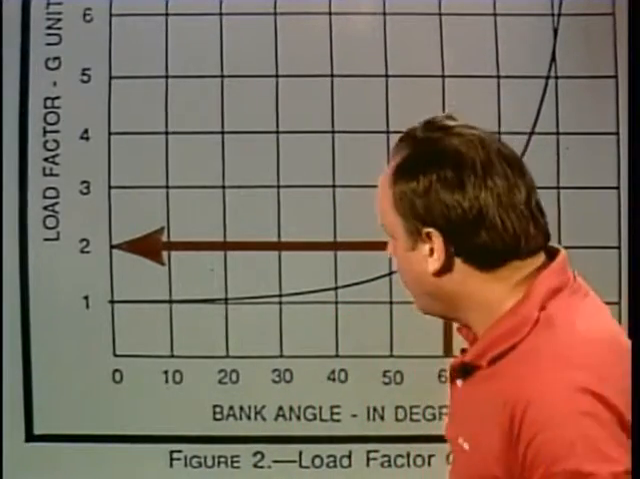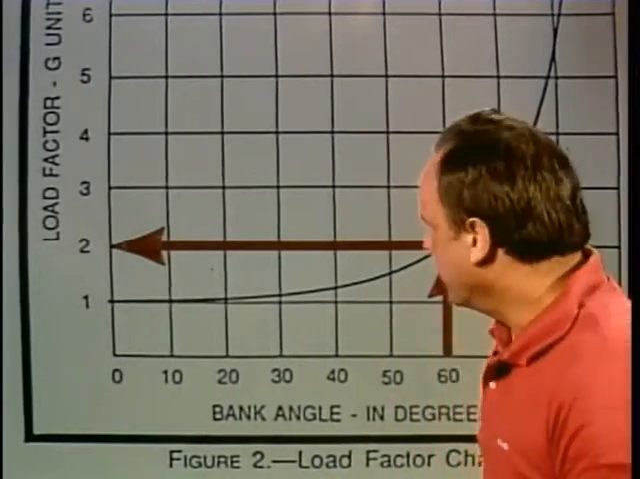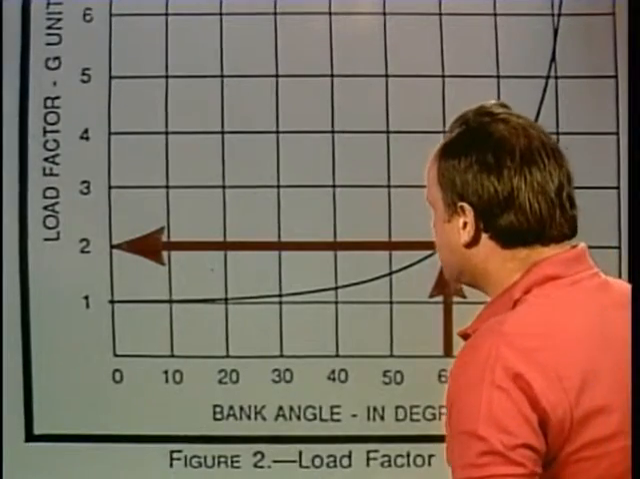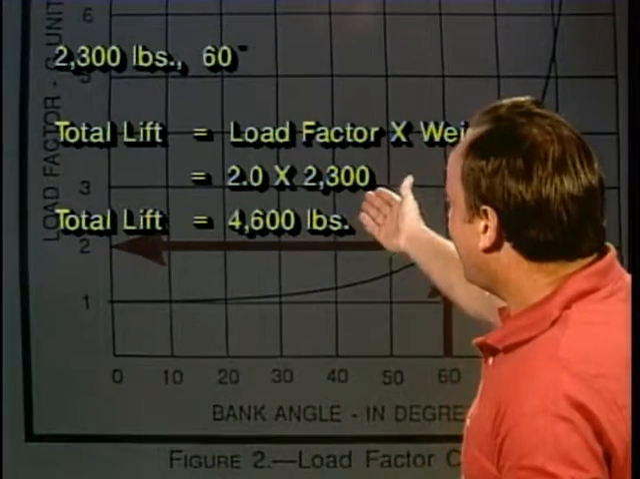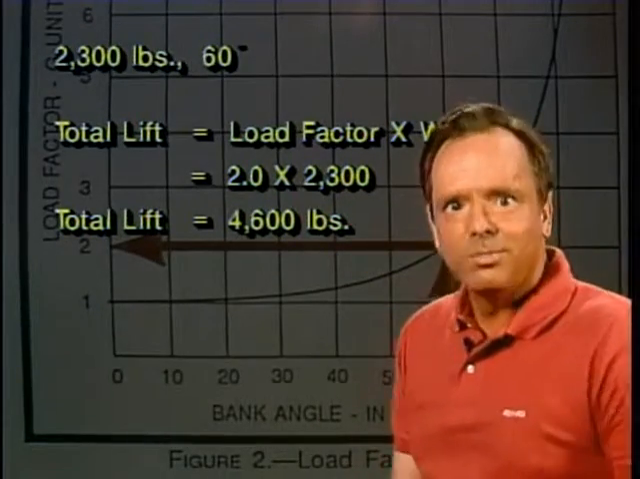Now, if this airplane weighed 2,300 pounds to begin with, and we put this airplane under a load factor of 2, let's see what's going to happen to the airplane. Okay, you have 2,300 pounds, you have a load factor of 2, and now you find out the airplane weighs 2 times 2,300 pounds, or 4,600 pounds. You guys are getting on to it. Let's do one more. They're going to ask you about this on the test.